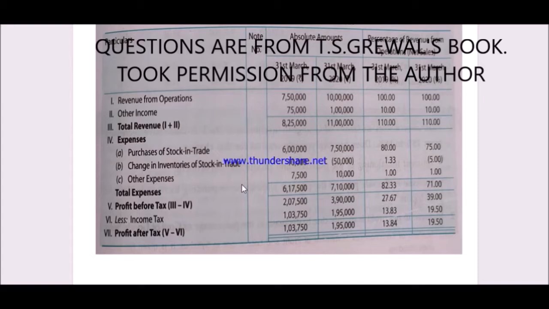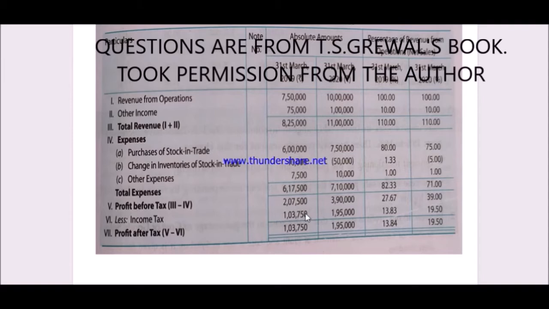Now always please keep in mind 50% of the profit. Whenever you calculate tax, you have to calculate the tax on 50% of the profit. So here the profit is 2,07,500. If we calculate 50% of it, we must get 1,03,750.